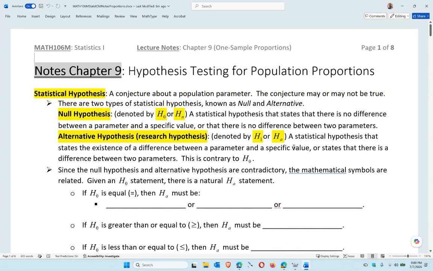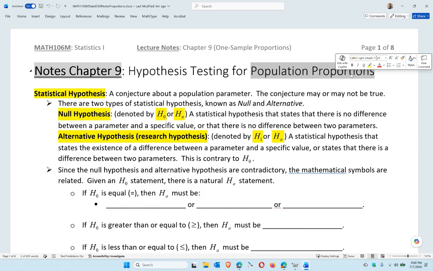Okay, this is chapter 9. The first half of chapter 9 is one sample proportions for population proportions. The second half of chapter 9 will be population means, essentially. In both cases, we're doing hypothesis testing.